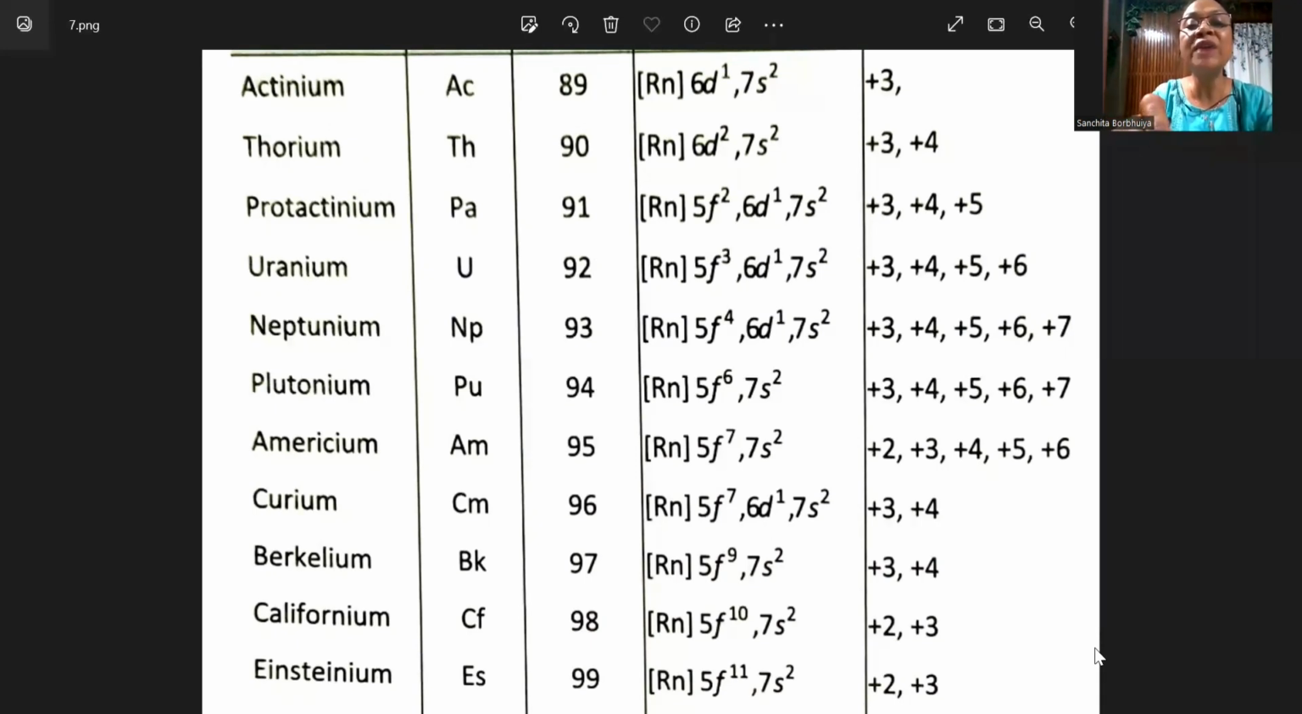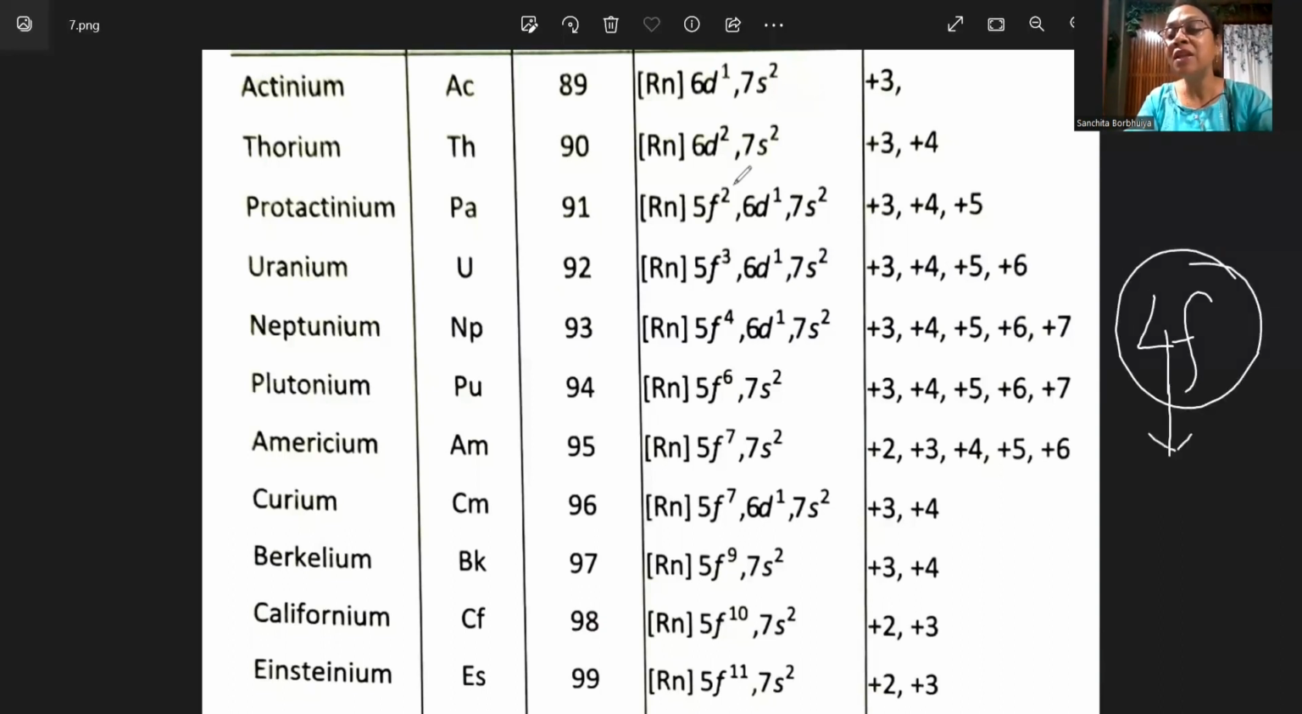In the 4f series of elements, I just forgot to mention, the only radioactive element is promethium. And in this series, all the elements are radioactive. All the elements are radioactive. Okay. So let's go on to the actinoid elements.